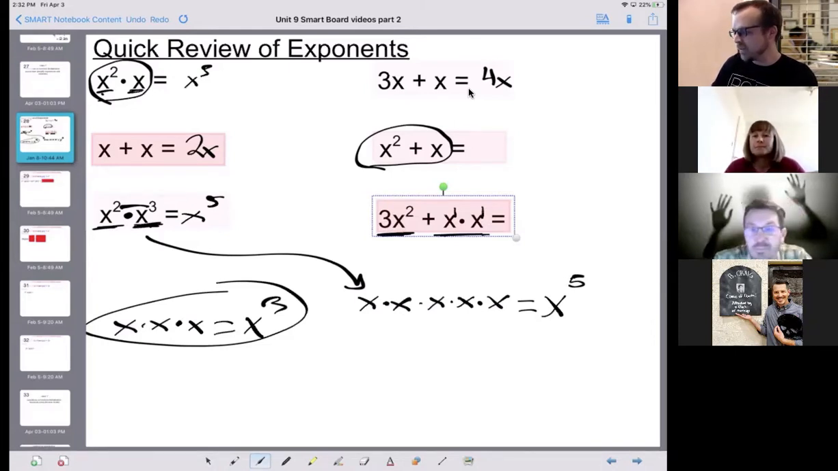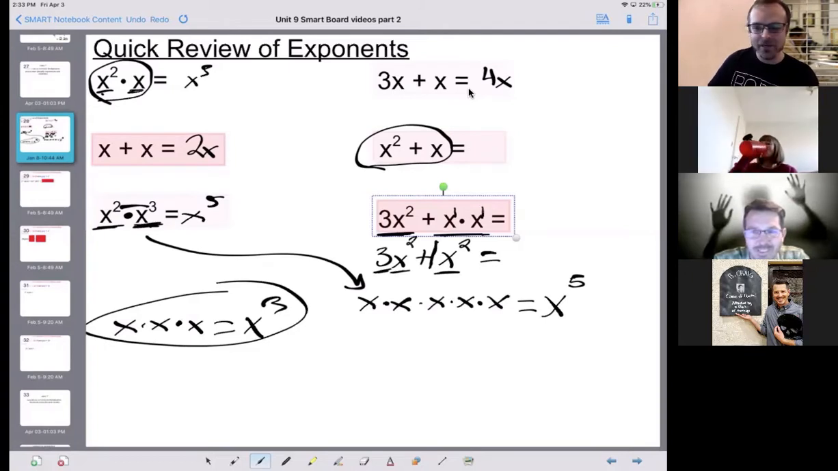So I'm just going to drop all this down: 3x squared plus, and then x times x is x squared. And now we have like terms. We have an x squared here and an x squared here. We have 3 of them, and then the one of them here, the coefficient of 1. If I have 3 x squareds and another 1 x squared, how many do we have, Mr.